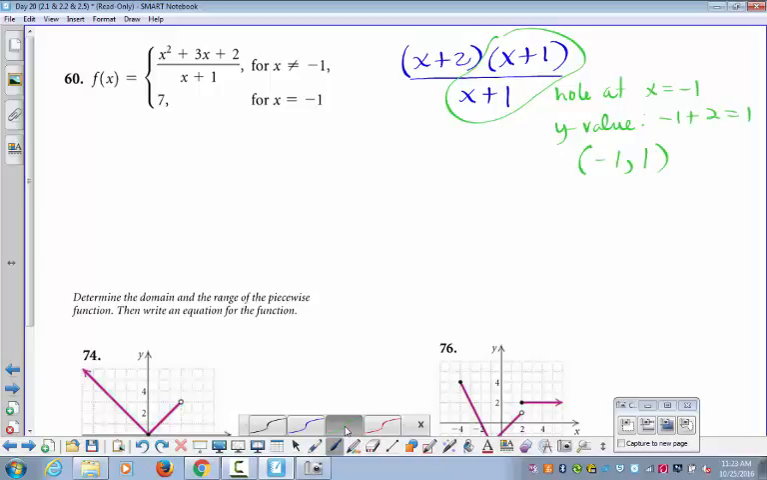All right, let's finish this one off, and then let's do a little bit of review of rational functions, because I see a couple of blank looks.